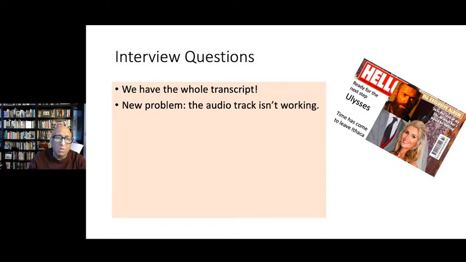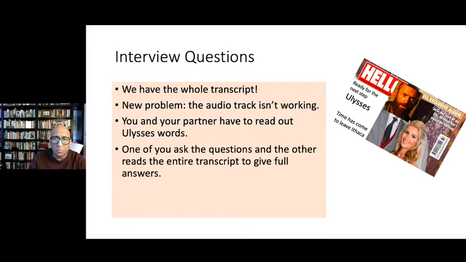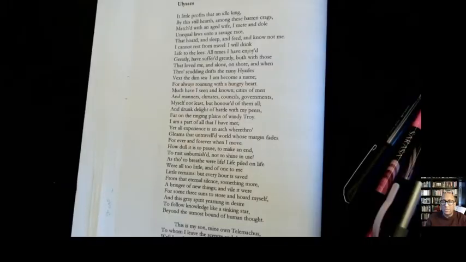Okay, so now we have the whole transcript, but the audio track isn't working. So what you've got to do is read out the whole of his words. What you can do if we were together is to pause and rewind and ask the questions while the other one reads the whole transcript. But we can't do that exercise. So what I'm going to do is I'm just going to practice you reading the whole poem with me.